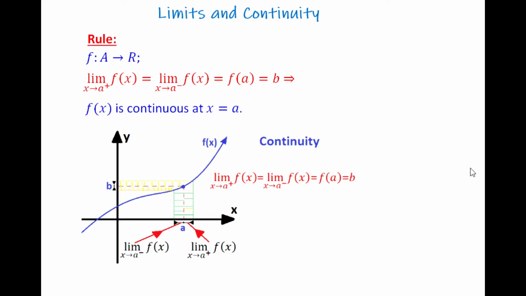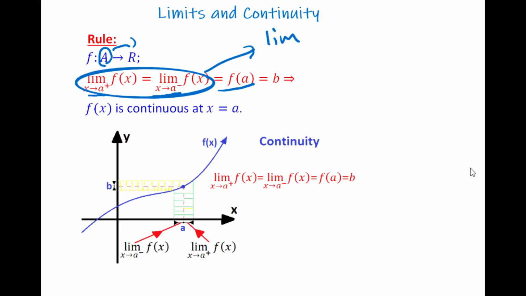Here we see the definition of the continuity and we have a rule. Suppose that f is a function from set A to real numbers. A might be any set. If the limit of f of x when x goes to a from the right side is equal to the limit of f of x when x goes to a from the left side, and if that is also equal to f of a, then we say that f of x is a continuous function at the point x is equal to a.